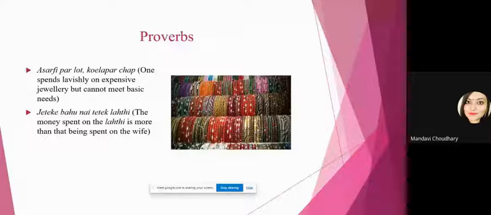Jatte ke bahu nahi tatte ke larthi. The money spent on the larthis, large bangles, is much more than that being spent on the wife. So these proverbs basically critique human vices like greed and extravagance, and also poke fun at people who possess these vices.